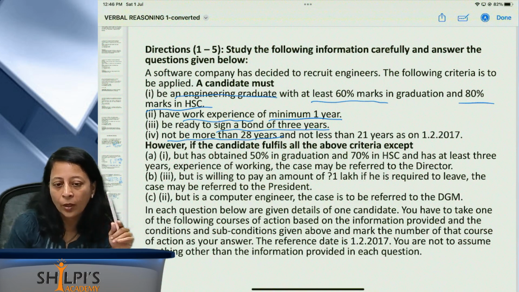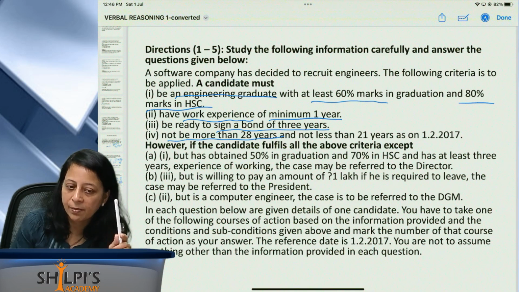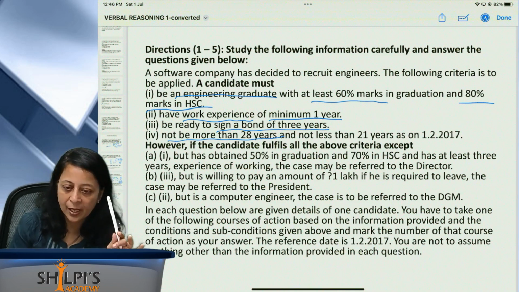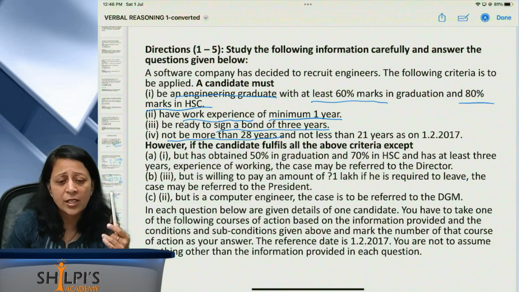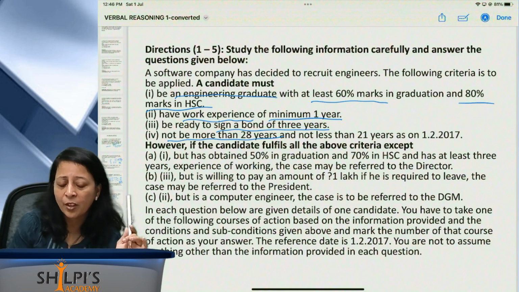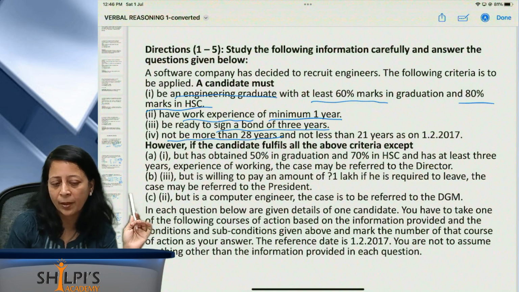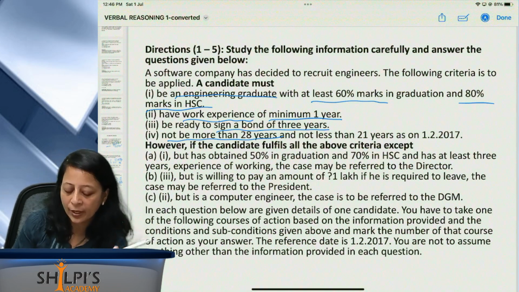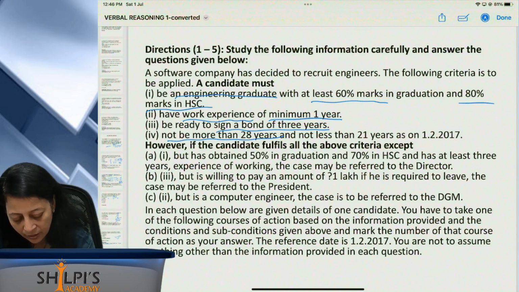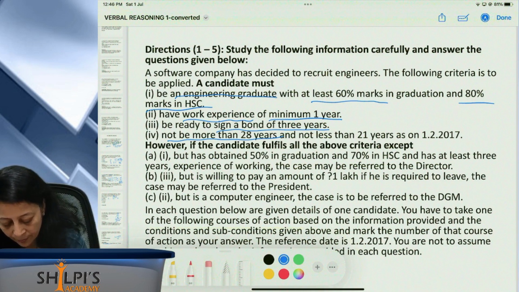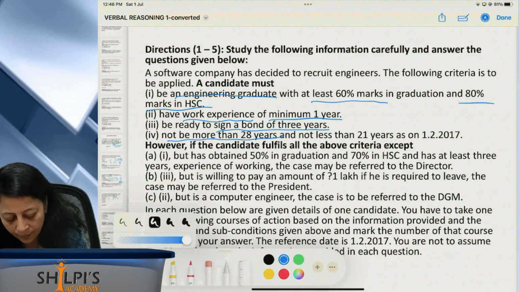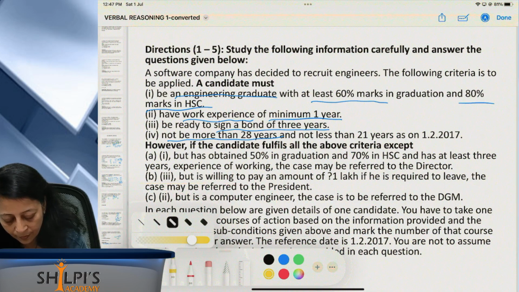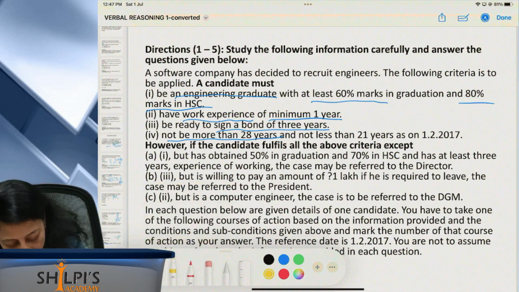But he is okay with all the other categories: he has 60% marks, he has 80% marks, he has 1 year of experience, he is less than 28 years. But he tells that I am ready to pay 1 lakh if I am required to leave, but I am not ready to sign the bond. So in that case, it has to be referred to the president. So here it is the director, and here it is to be the president.